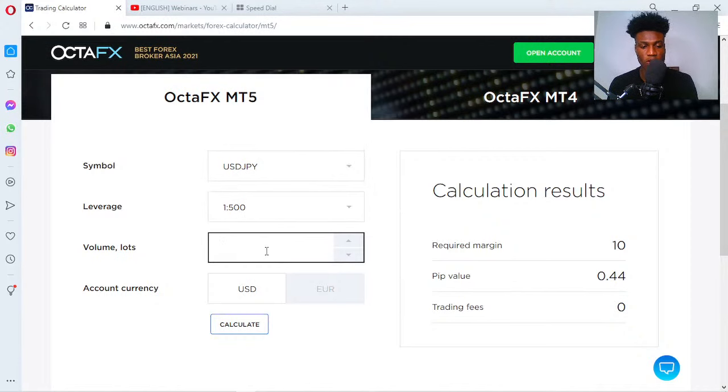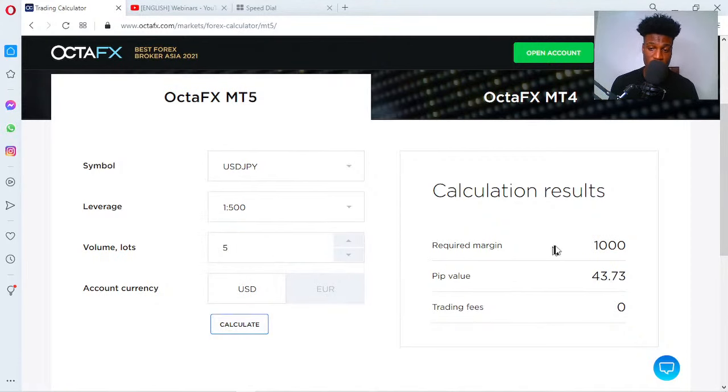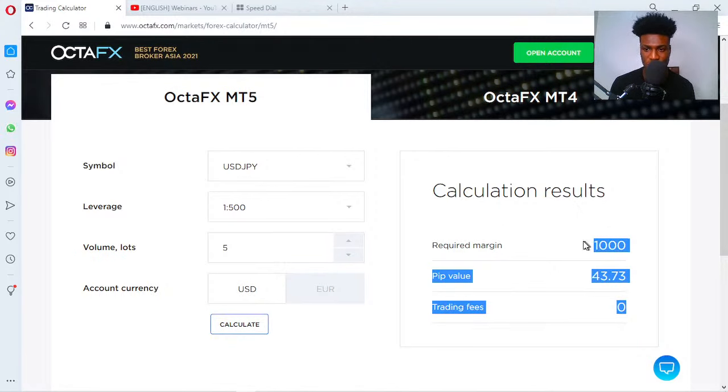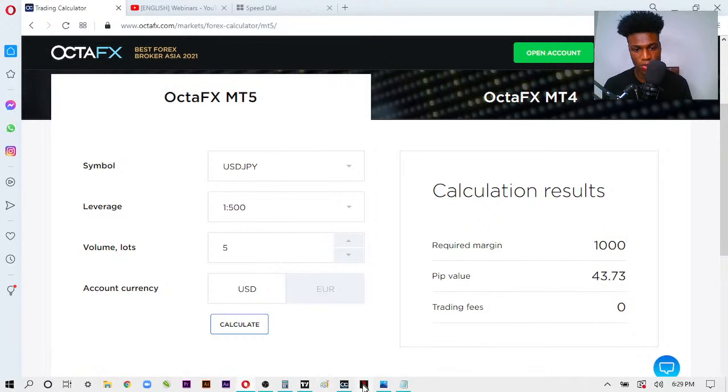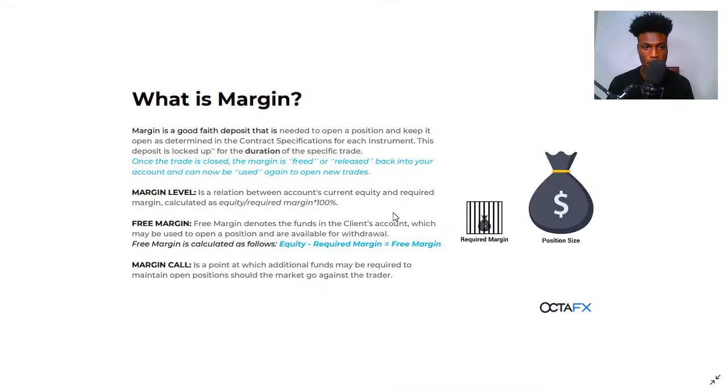So if I decide to use 5 standard lots, my required margin is going to be my entire $1,000 example account, right? And you shouldn't be looking to risk your entire account on a single trade. Okay, so that explains margin. We're going to look at margin level. What is margin level?